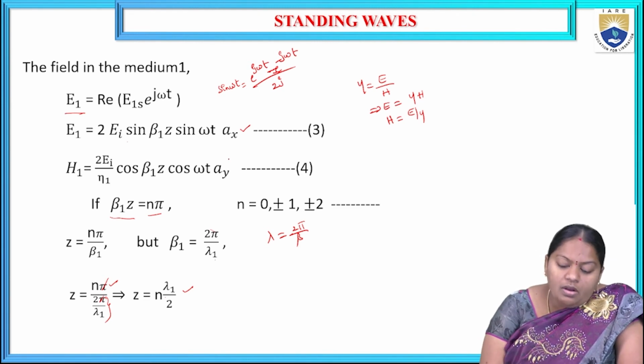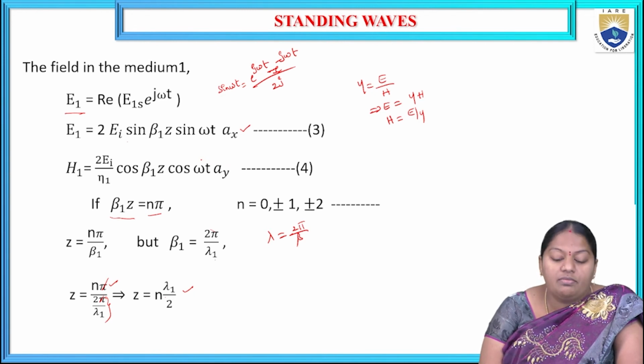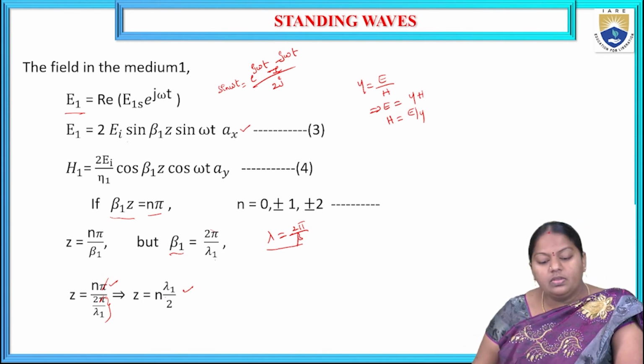See, after writing this E1 and H1, the field components which are present in the medium 1, we will consider. If beta 1 z is equal to n pi, beta 1 z value ranges from n pi, with n coefficients where n is ranging from 0 like this, then z is given by n pi by beta 1. And beta 1 value we know from the wavelength equation lambda equal to 2 pi by beta, then z can be obtained as n into lambda 1 by 2, right?